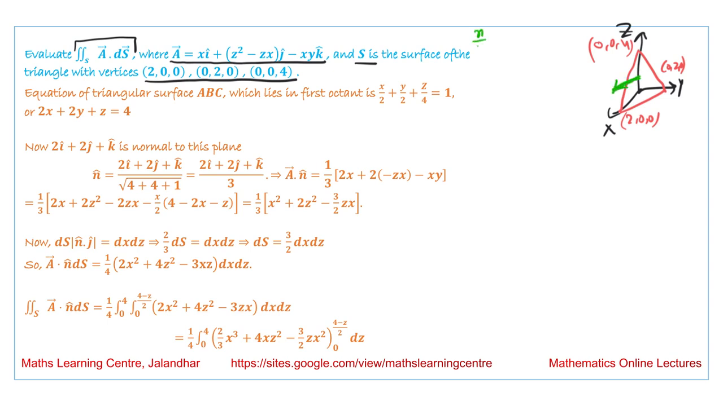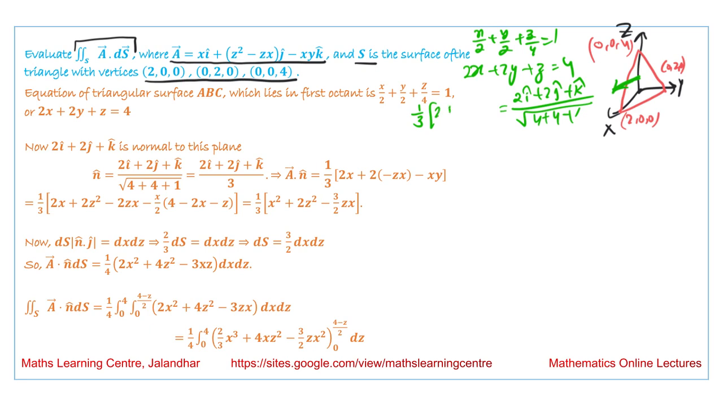Now if we find the normal vector to this triangle, the equation of this plane is given by x by 2 plus y by 2 plus z by 4 is equal to 1, that is 2x plus 2y plus z is equal to 4. So the direction of the normal is given by 2i cap plus 2j cap plus k cap divided by square root of 4 plus 4 plus 1. So the answer we obtain is 1 by 3 into 2i cap plus 2j cap plus k cap.